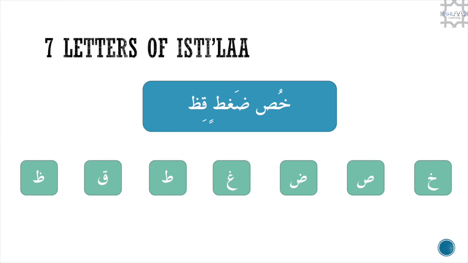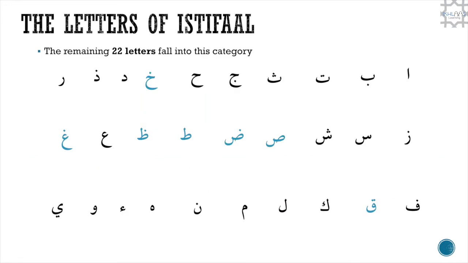There are 7 letters of isti'la, and the easy way to remember this is khus, daq, tin, qid. The letters are kha, sad, dad, ghain, ta, qaf, and dha. The rest of the 22 letters fall into the category of istifaal.